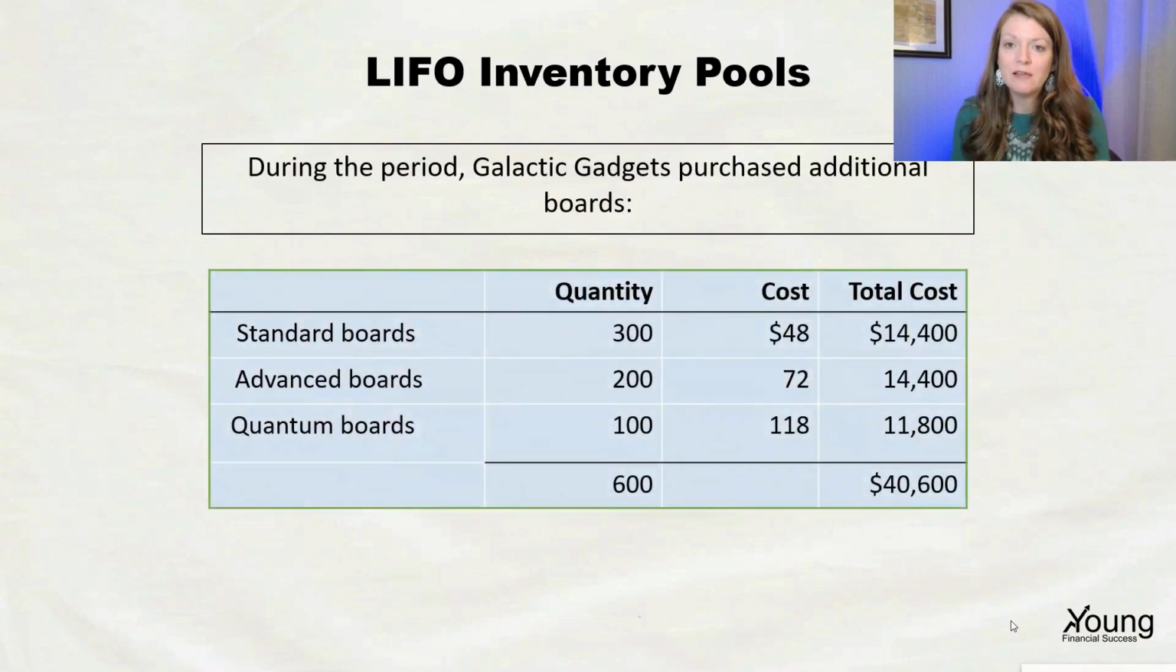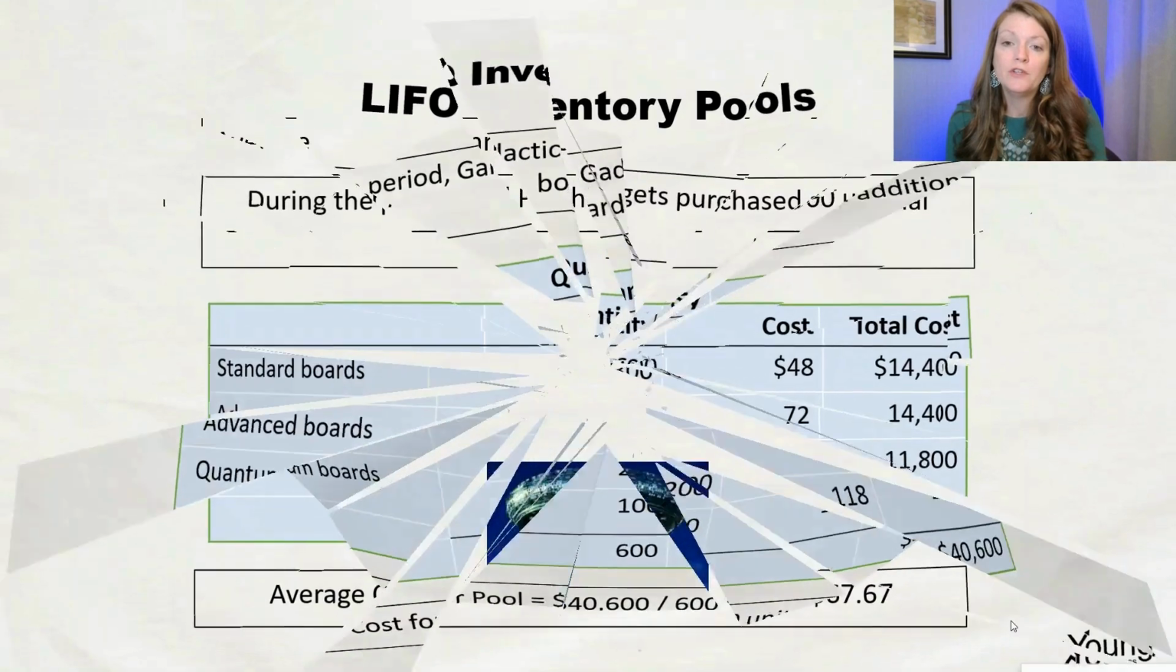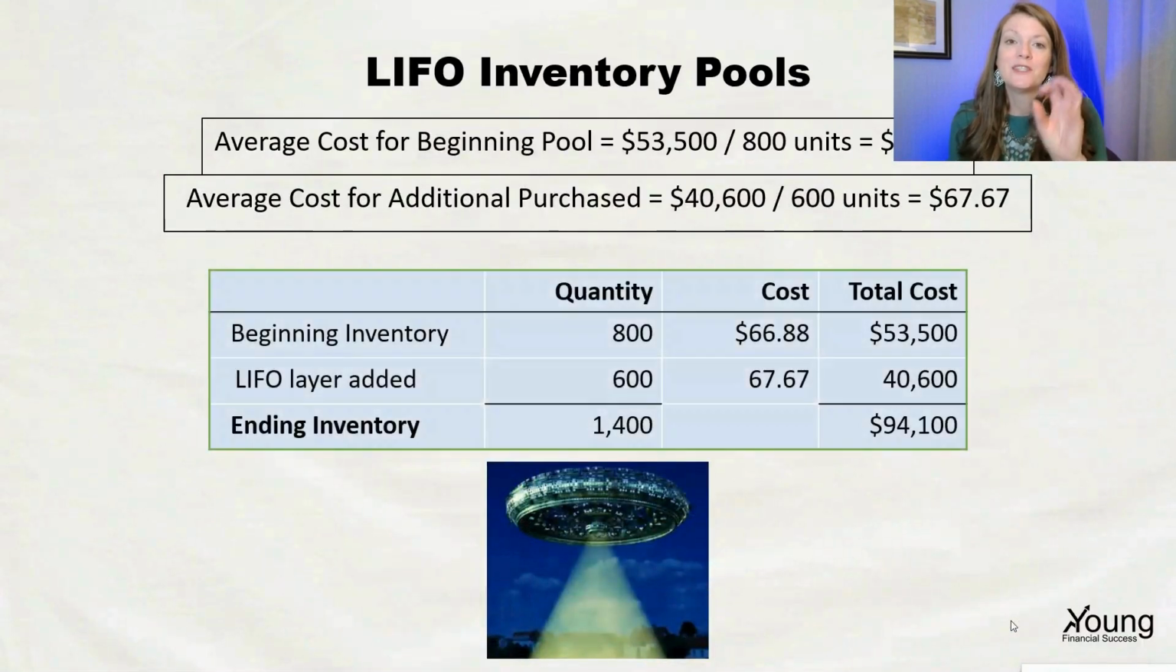So during the period, Galactic Gadgets purchased additional boards. They bought all these extra ones, another 600 boards total at varying prices. Some of them are actually less expensive. And then we look at the total cost. This time around, they spent a total of $40,600, and they bought 600 units. So when we divide that, we get an average of $66.67. So we had our previous amount, then we have our new average. Let's look at those together.